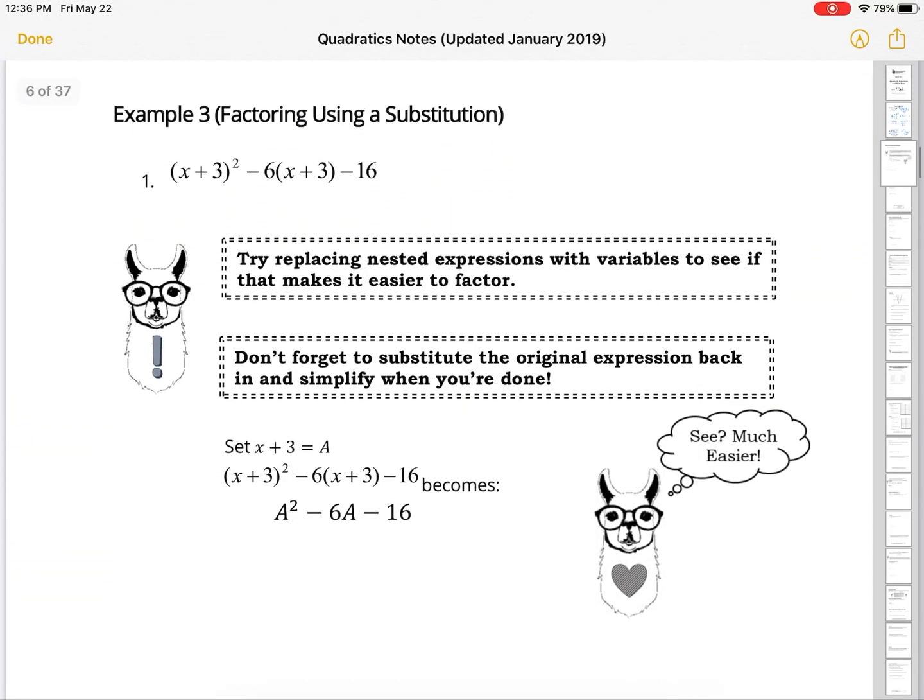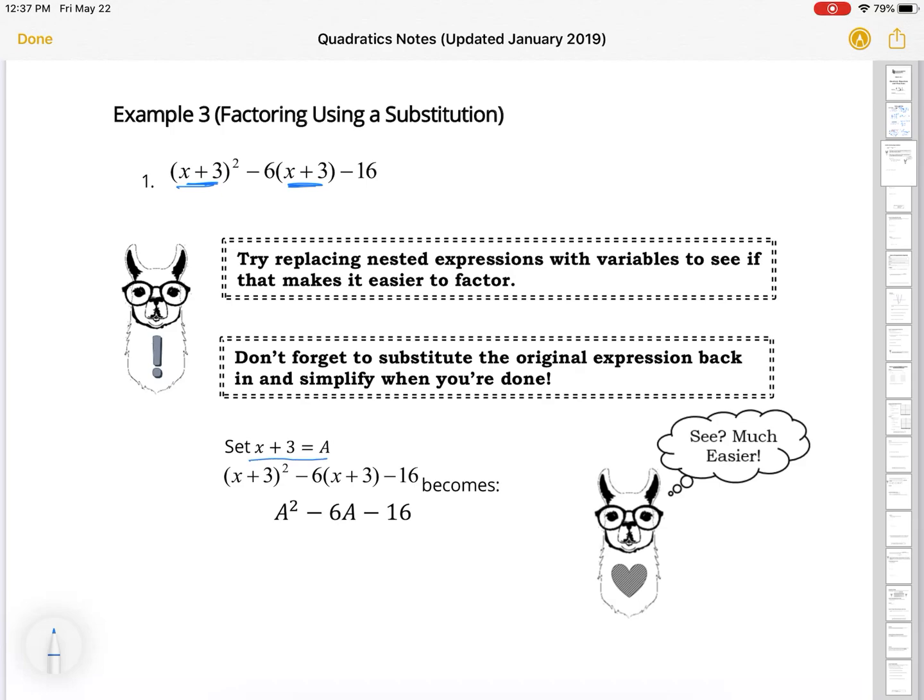Okay. All right, factoring using a substitution. So looking at this first one, we have x plus 3 squared minus 6 times x plus 3 minus 16. Now our first instinct is to expand this. I should FOIL and I should distribute and then try. However, if we note we have x plus 3 and x plus 3, we can try replacing these nested expressions with variables to see if it makes it easier to factor. And then we would resubstitute back in to solve.